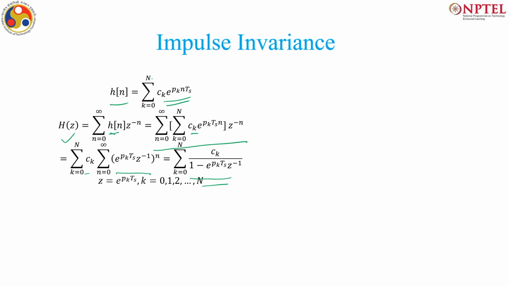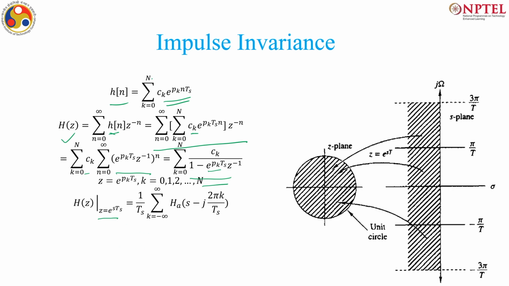So, technically where are the poles? Poles are at e power p k t s. In general we can say that this is the mapping. So, the poles of the analog are mapped to the poles in the digital. So, at z equals e power s t s we get the response.